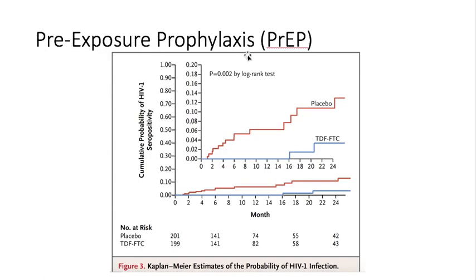The pre-exposure prophylaxis in terms of men having sex with men, in men given placebo, the risk of infection, this is just an amplification of this area of the diagram, was significantly increased in those given placebo versus those given tenofovir plus emtricitabine. So you can see that the cumulative probability of HIV-1 was less than 2% compared to around 14% for the placebo.